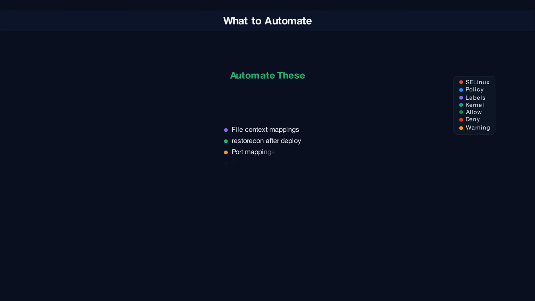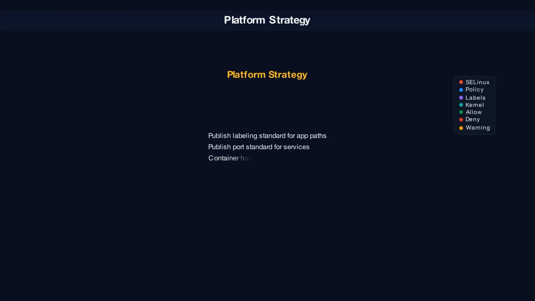File context mappings for application content and data directories. Restorecon execution after every deployment. Port mappings for custom services. Boolean settings. Local policy modules for custom applications, and validation smoke tests under enforcing mode. A good platform strategy publishes a labeling standard for application paths, a port standard, and a container volume standard. Teams that design with SELinux from the start find it predictable.